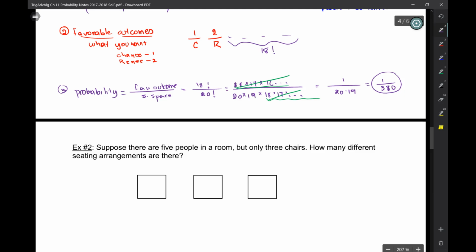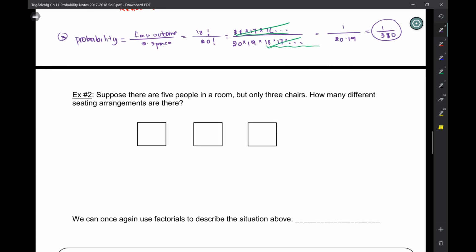Okay. So in this next one, there are 5 people in a room, but only 3 chairs. Sucks for 2, right? How many different seating arrangements are there? How many candidates are there for the first chair? For the first chair, there are 5 candidates, 4 for the second, and 3. So that's 5 times 4 times 3, 60.